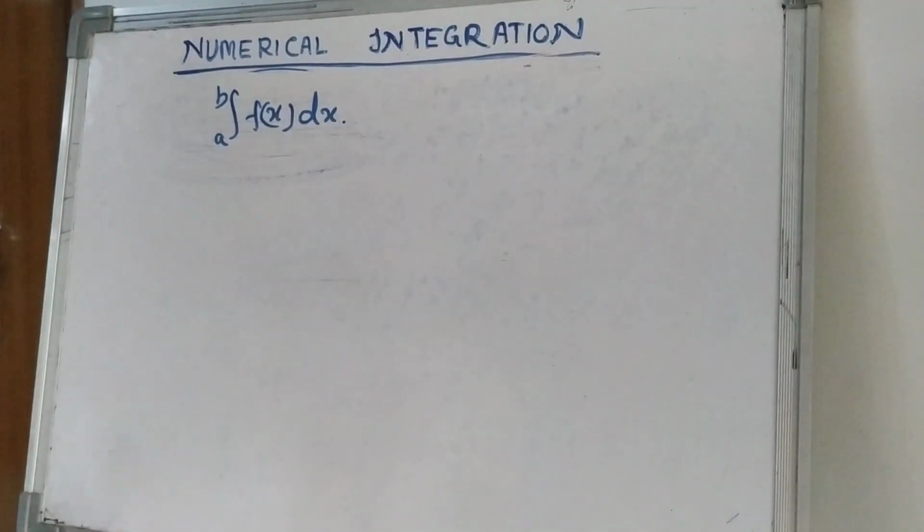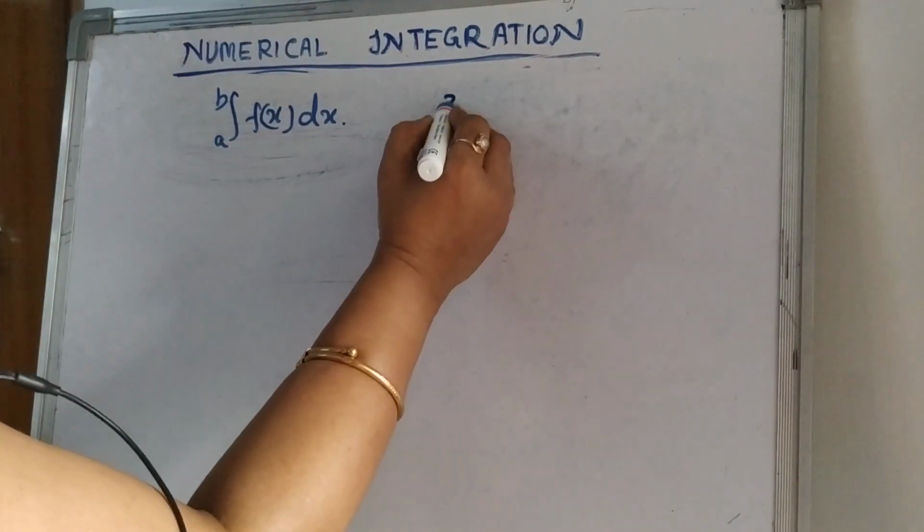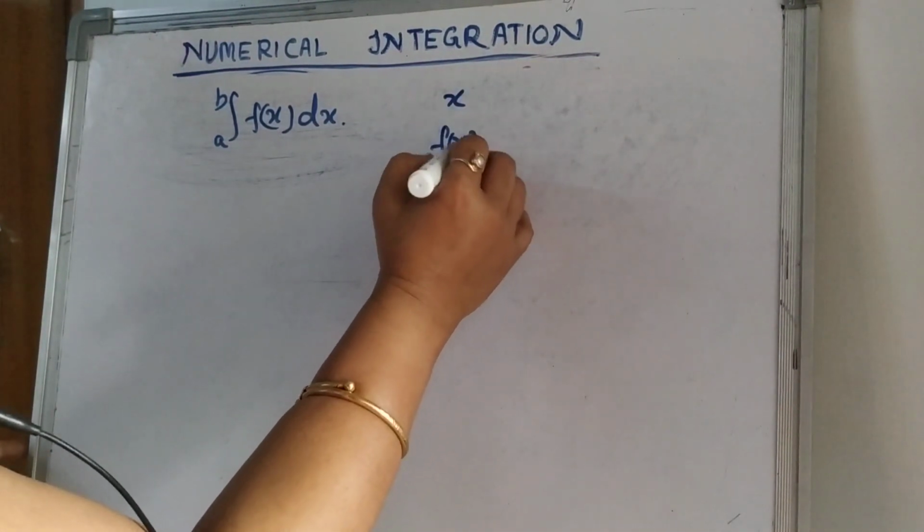So what is numerical integration? It is a technique or tool of calculating the approximate numerical value of a definite integration, that is the integral from a to b of f(x) dx, where f(x) is not completely known, but we are given the values of the function for a set of equidistant values of x. That means this table is given to you, x and f(x).